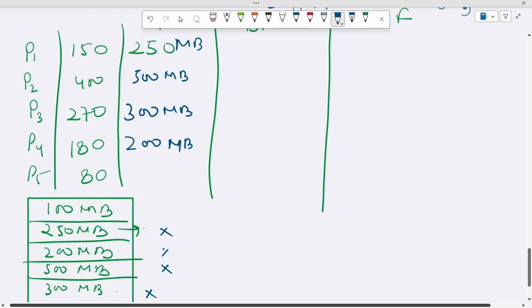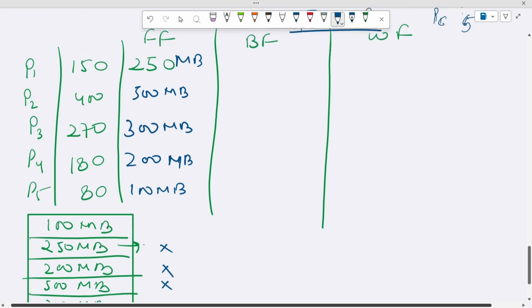P5: one part left, which is 100, and the process size is 50. P5 gets this block, so 100 MB goes to it. What is internal fragmentation? It means the wastage of extra space. 100 is the main memory block size, the process needs 50, which means 50 MB is wastage. That 50 MB is internal fragmentation. Okay. Now this is called first fit.